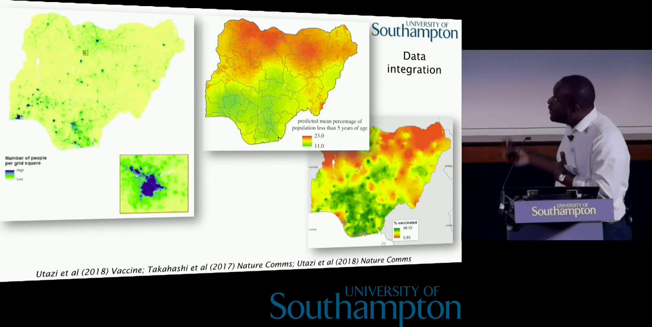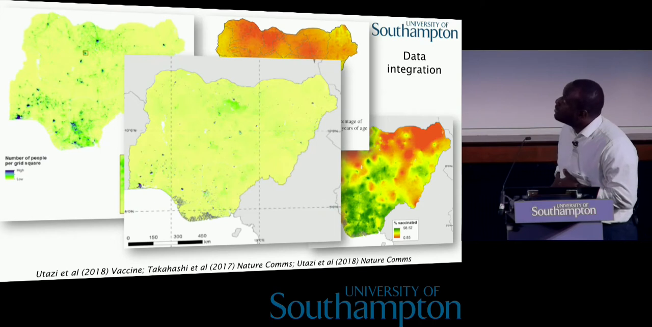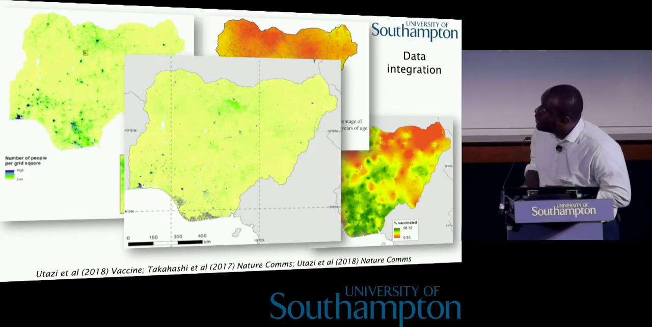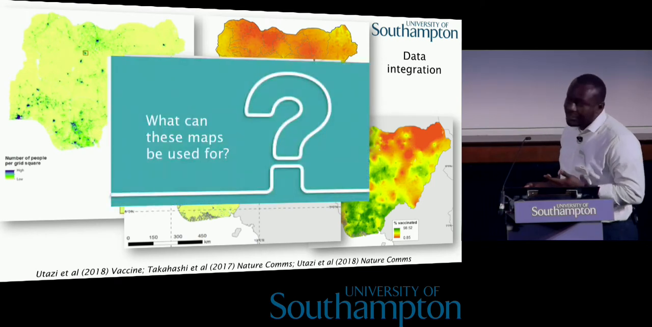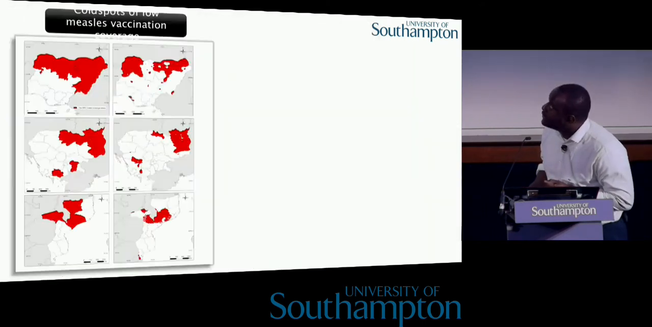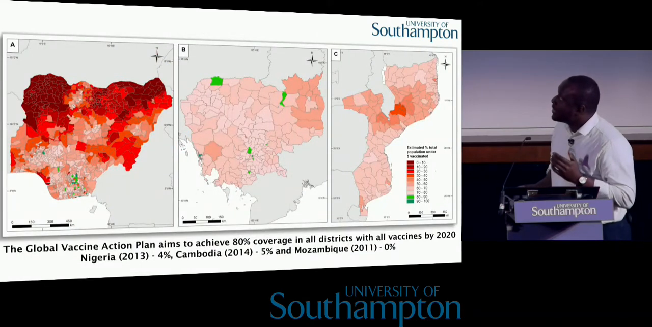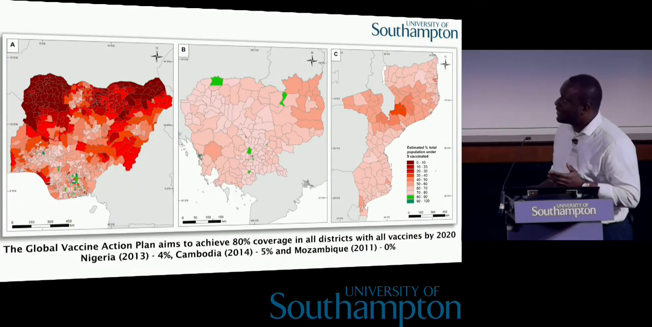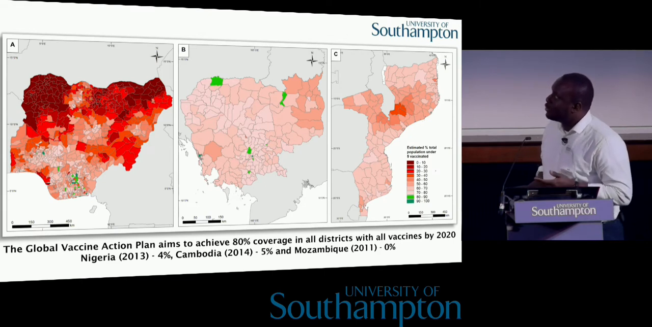And when we integrate that with our vaccination coverage map, we're able to estimate numbers of children who are unvaccinated across the country. So there are other things that we can do with these maps that we produce. We can estimate cold spot areas. We can assess progress towards vaccination coverage targets, and so on.